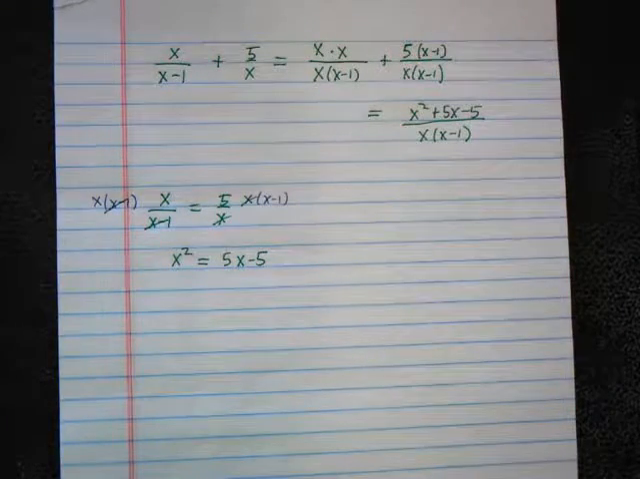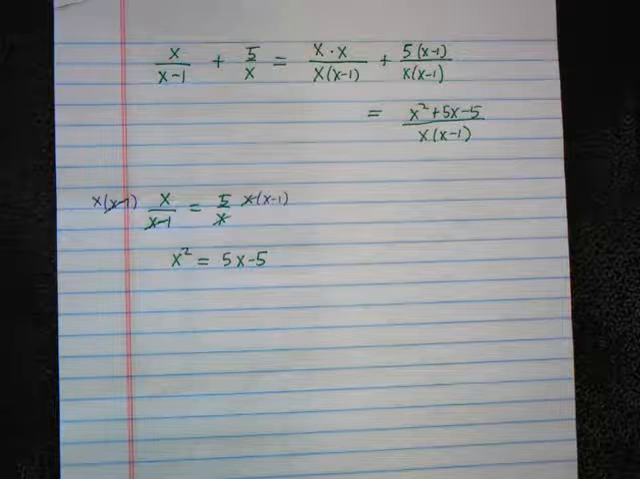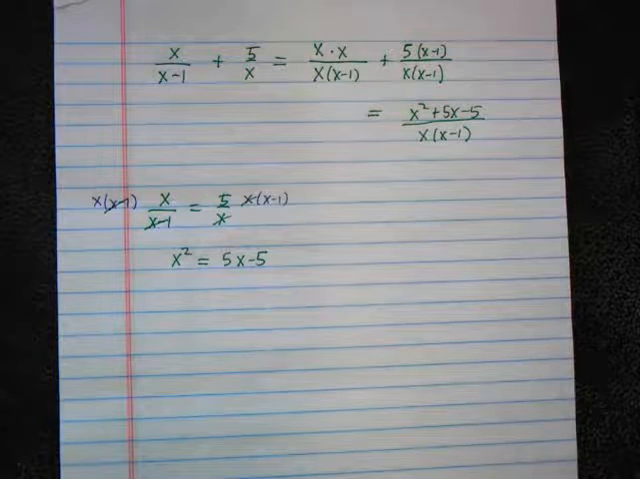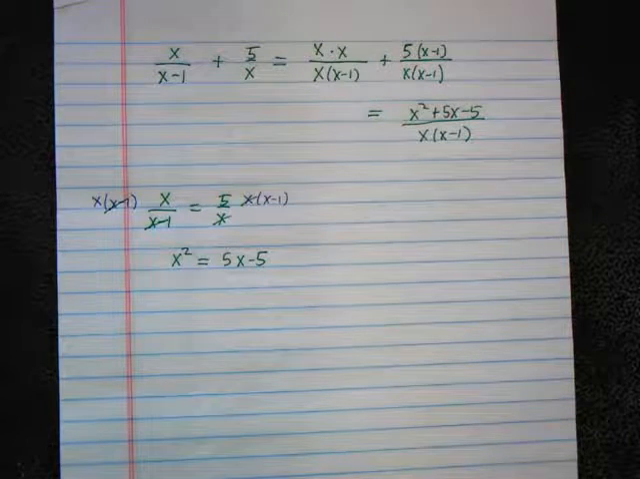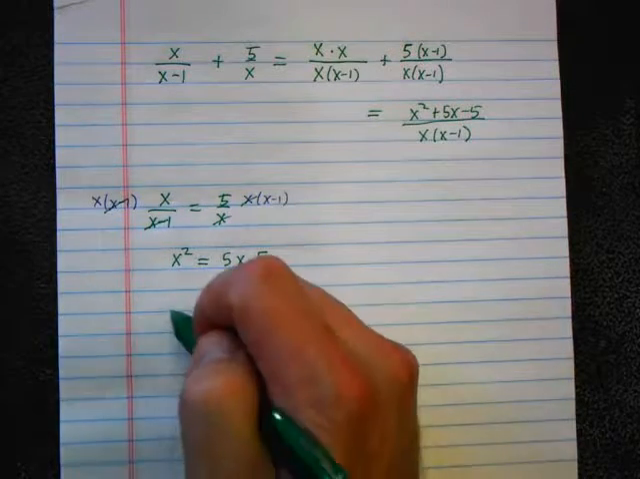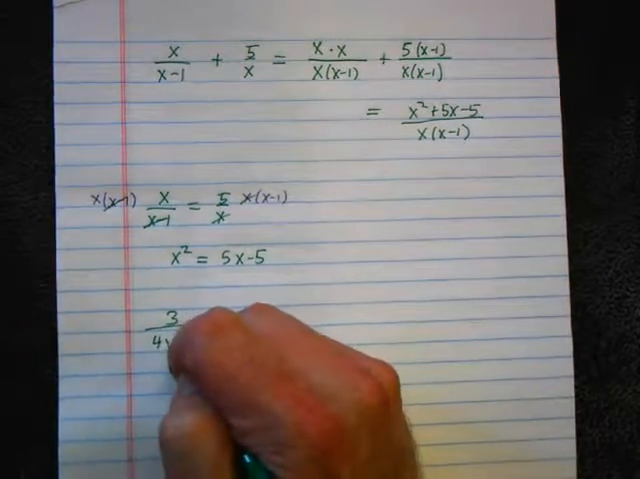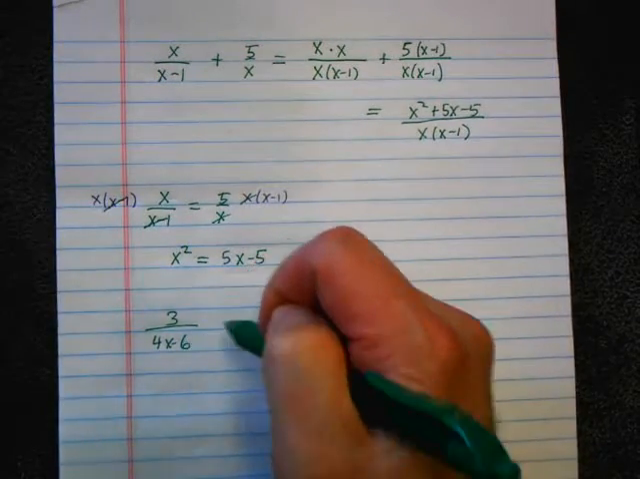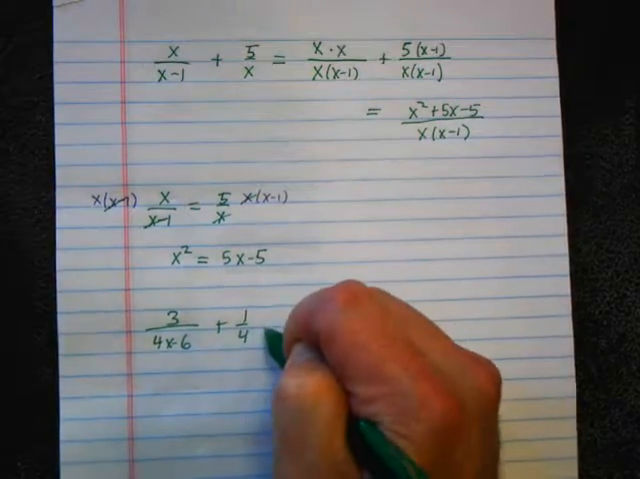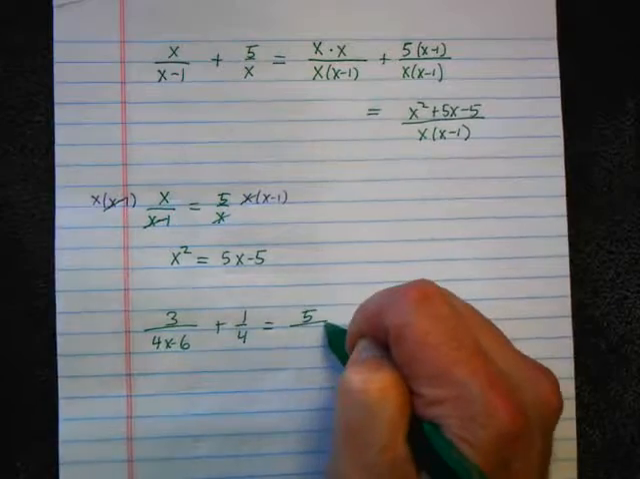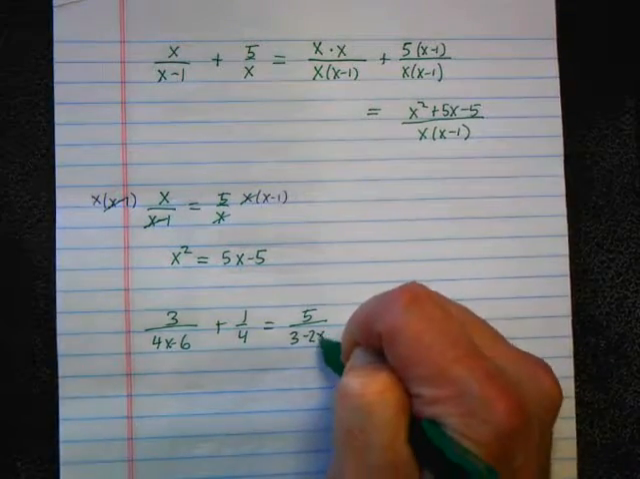All right, let's try one more. And then I'll give some for you to try. How about 3 over 4x minus 6 plus a quarter equals 5 over 3 minus 2x.